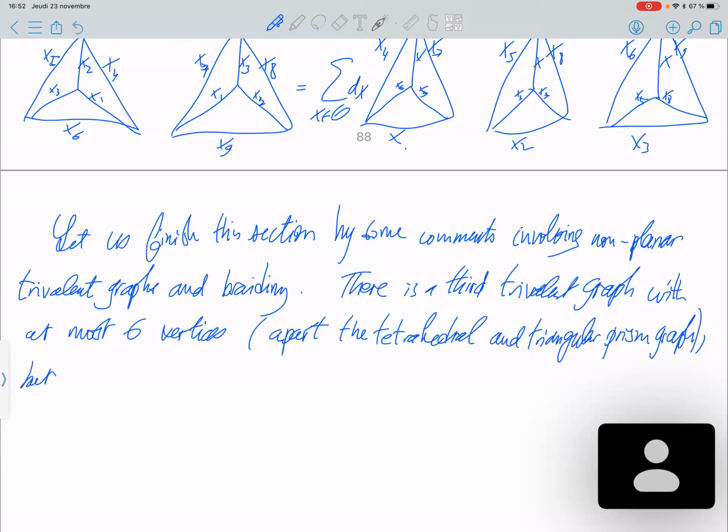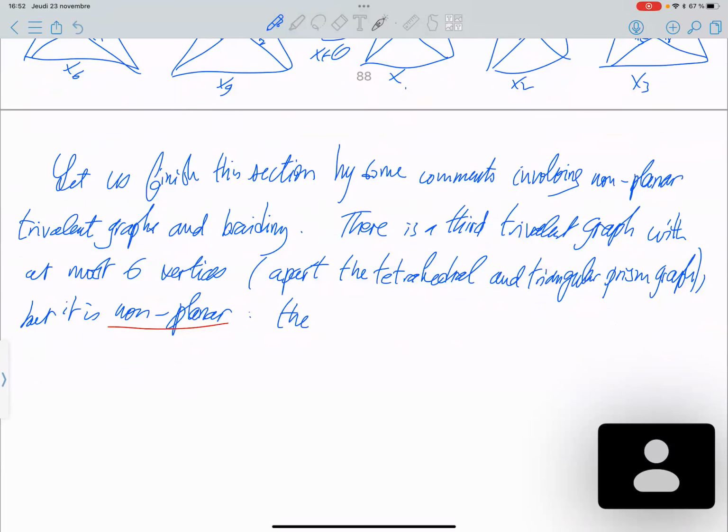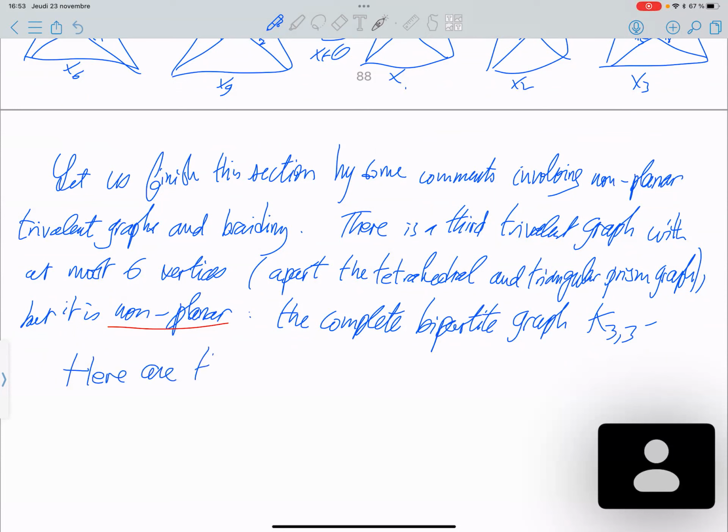But it is non-planar. It is called the complete bipartite graph K33. Here are 3 representations of it.